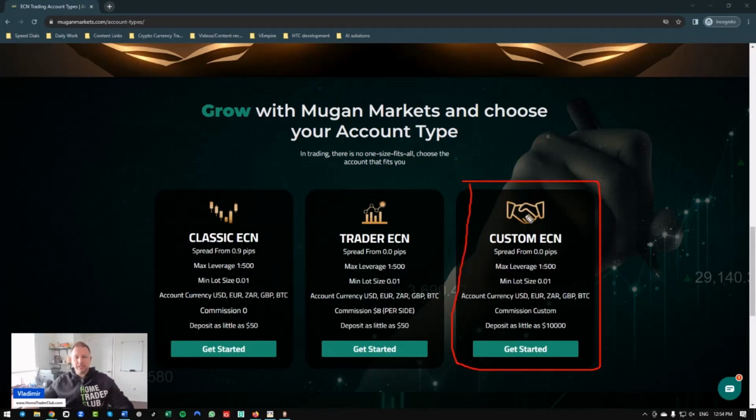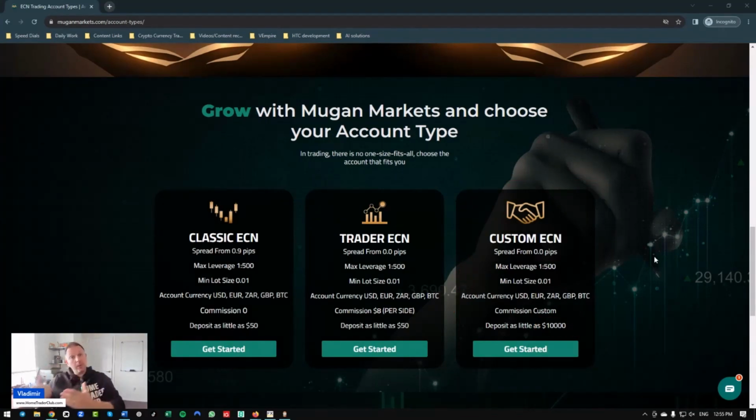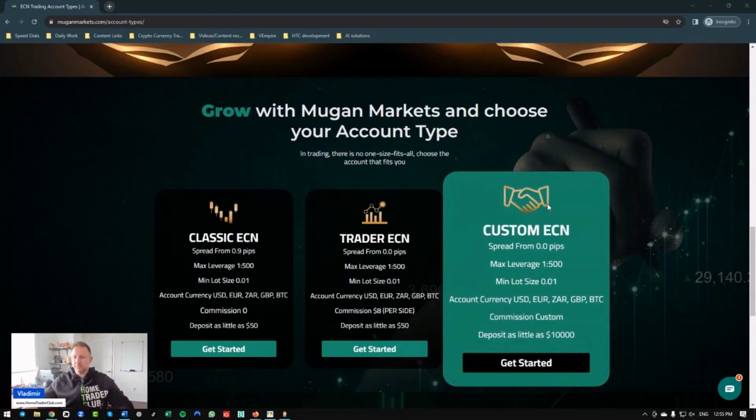That's for more serious traders, those who work with more than $10,000, like myself in that case. Then you can customize with Mugan Markets, set up the instruments that are important to you, set up the proper spreads, minimize where it's required, minimize the commissions as well. They are very friendly in that case, so you can set up the conditions that are best for you. If you want custom picked, prepared, designed conditions in your trading account, this is the correct account for you, the custom ECN.